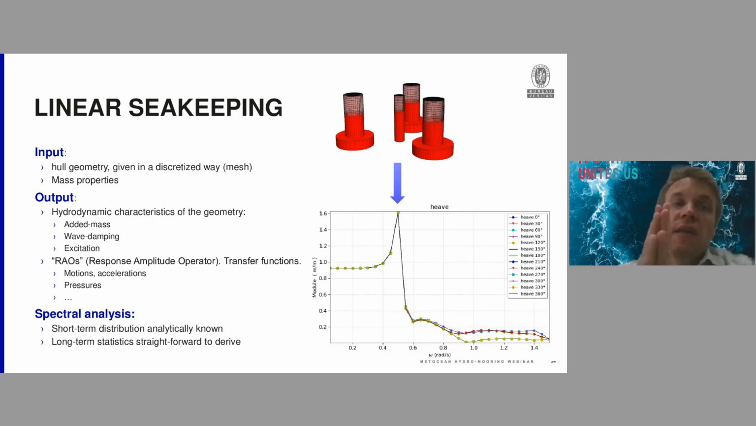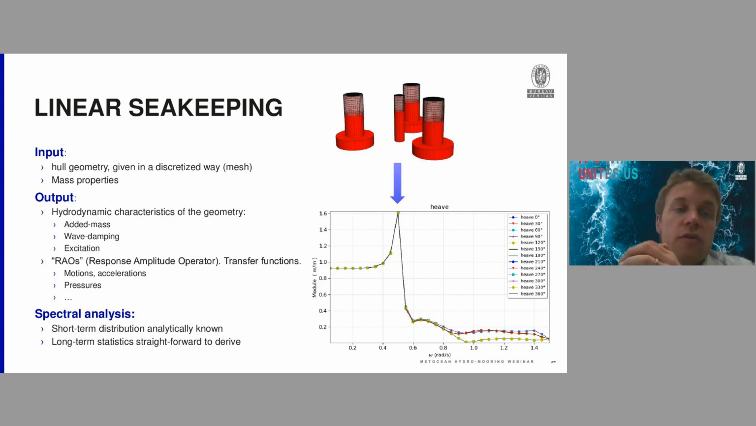So what are the inputs and outputs of such code? The input is simply the hull geometry given as a discretized geometry, so surface mesh, and mass property. And the output will be some hydrodynamic characteristic of the geometry, so the famous added mass, wave damping, or excitation forces. And maybe more interestingly for the user, the so-called RAOs.